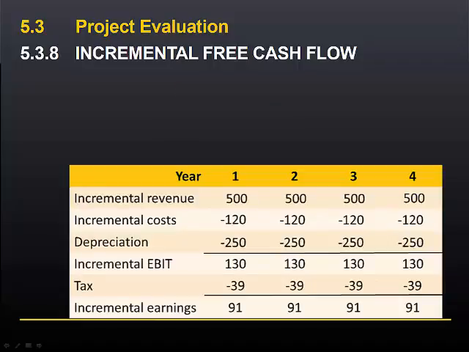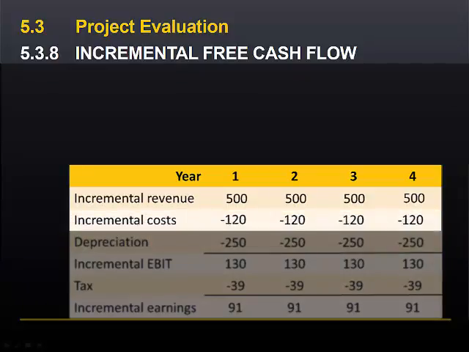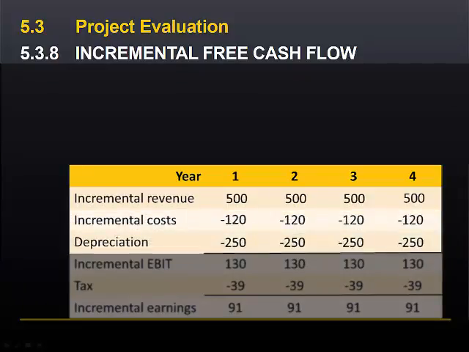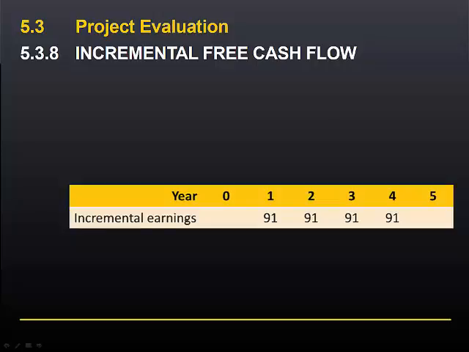This is where we got to in the previous module. Revenue minus costs minus depreciation gives us incremental EBIT. We deduct tax, giving us incremental earnings. In this module, we'll start from incremental earnings and then make the necessary adjustments to move from earnings to cash flow.